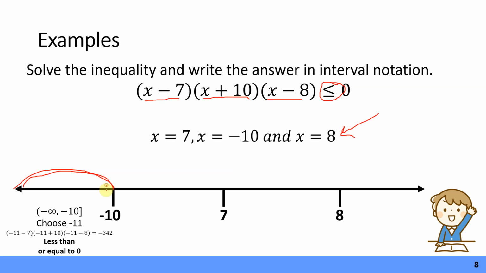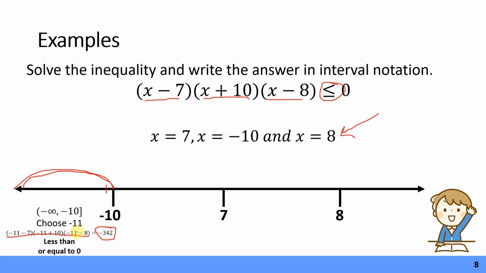But I chose something super simple. I used the number right next to it, negative 11. Now, once you choose a number, you're going to replace that number in all the x's in the original problem. So if you notice, I did negative 11 minus 7, negative 11 plus 10, and then negative 11 minus 8. You input all of this into your calculator and you write down the answer you got.